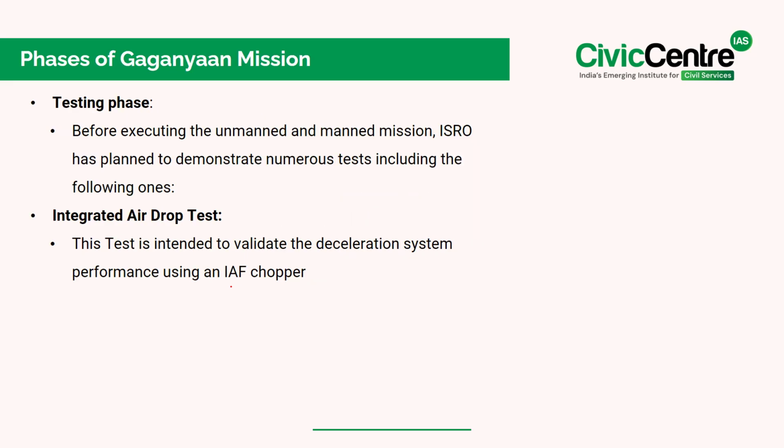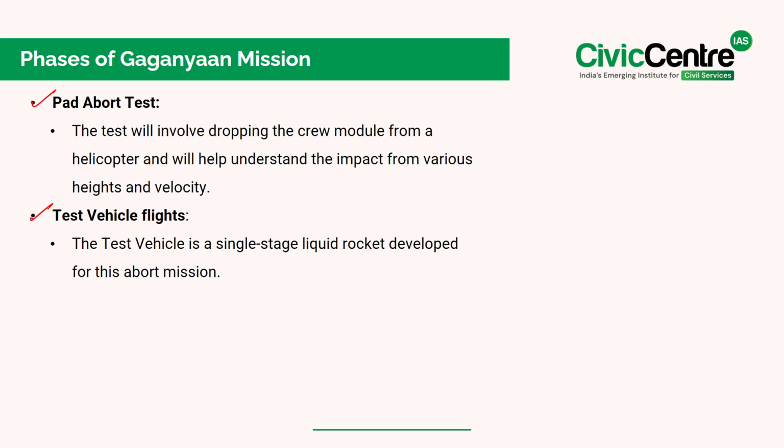Now, there are different phases of the Gaganyaan mission. Firstly, with respect to the testing phase, before executing the unmanned and the manned mission, ISRO has planned to demonstrate numerous tests, including the following ones, which are the integrated airdrop test, pad abort test, and finally test vehicle flights.